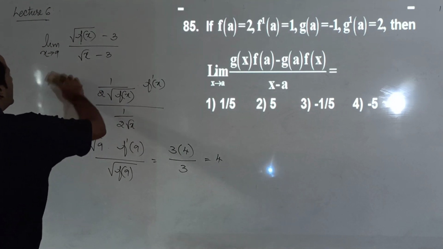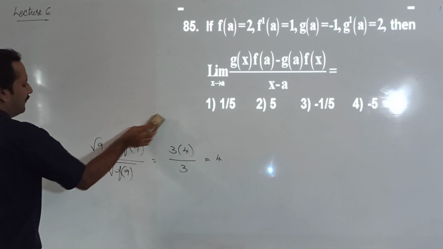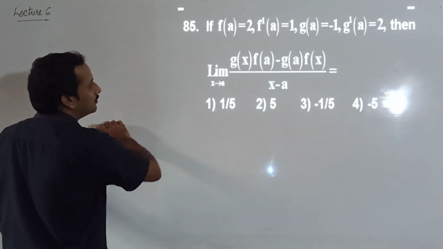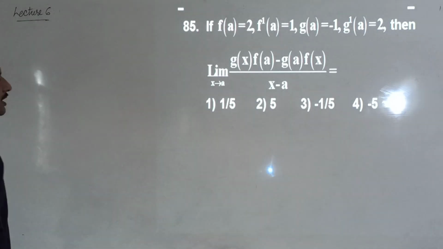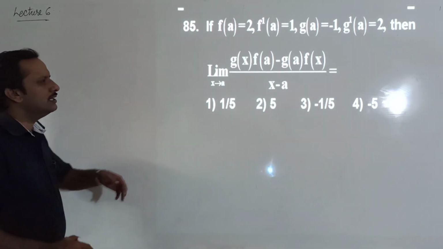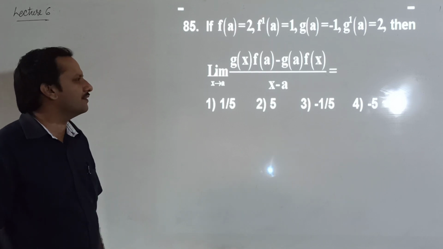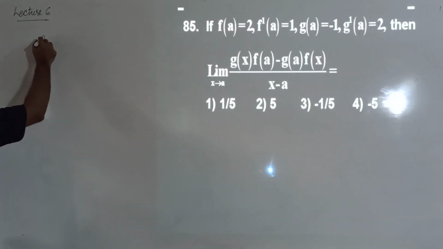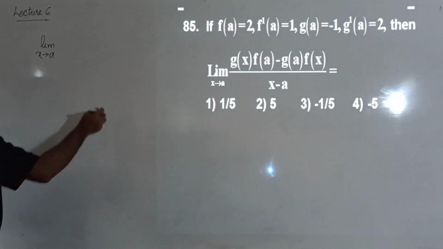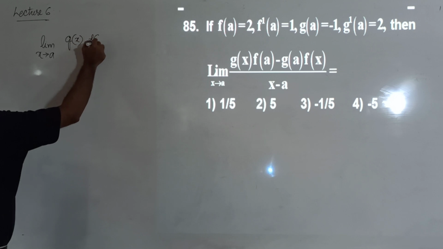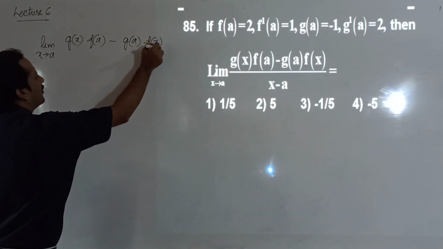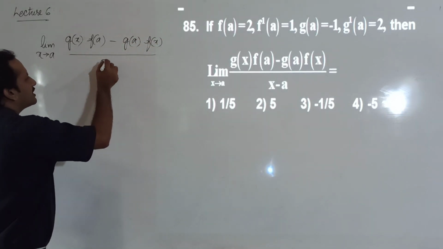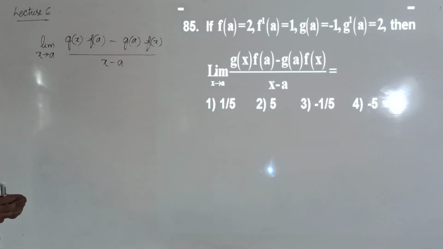Okay, 85th question. If f of a is equal to 2, f dash of a equal to 1, g of a is minus 1, g dash of a is 2, then what is the value of limit x tends to a, g of x f of a minus g of a f of x divided by x minus a.